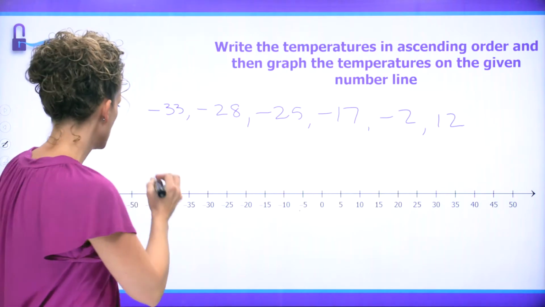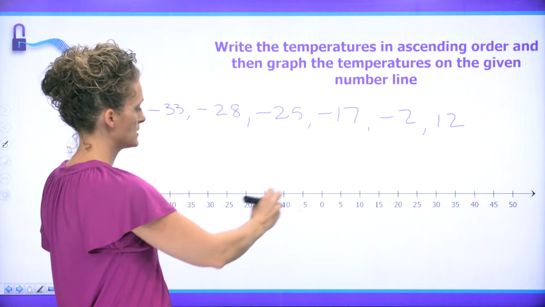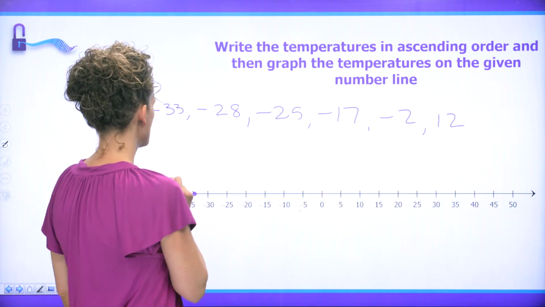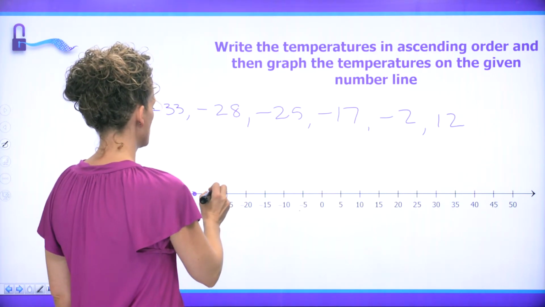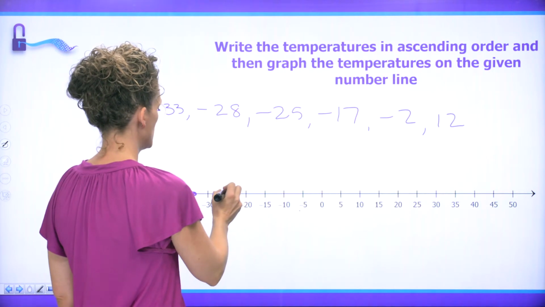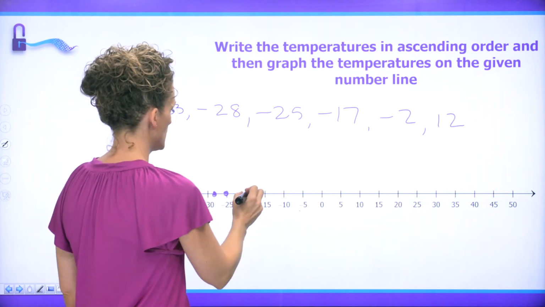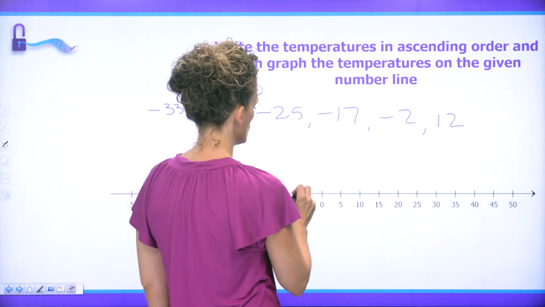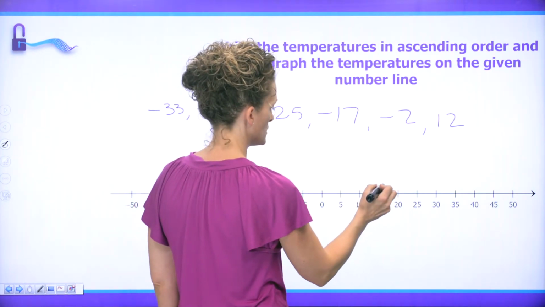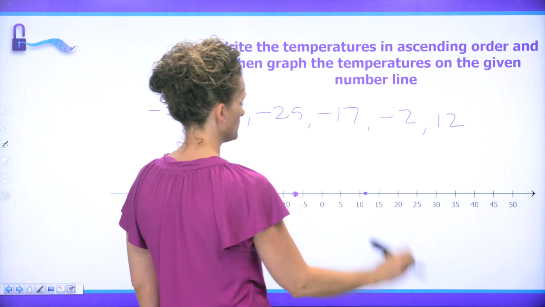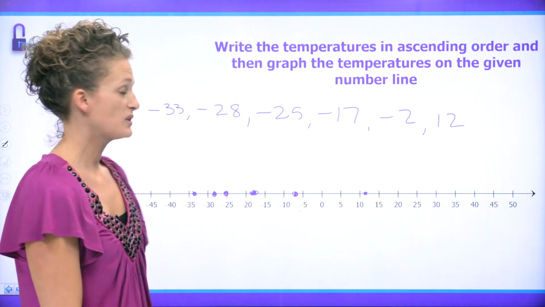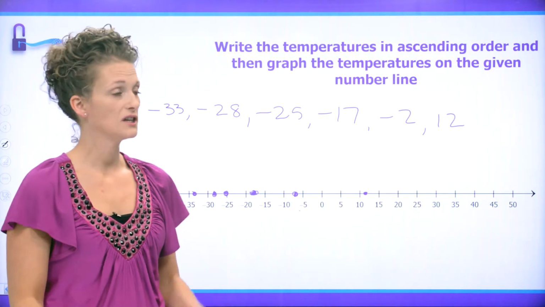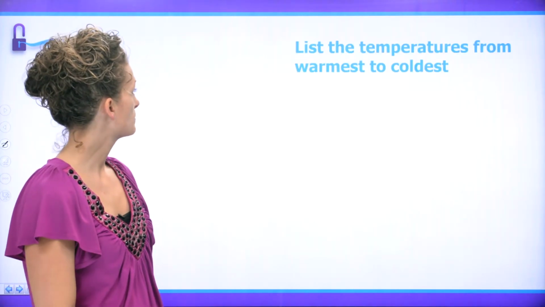on the number line. So notice that I have the scale different. That's okay. There's negative 33, negative 28, negative 25, negative 17, somewhere in there, negative 2, and 12. So I have simply placed dots in where roughly these temperatures would be.